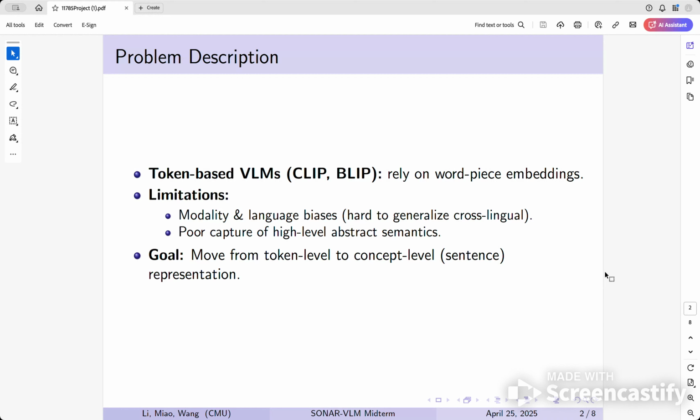So motivated by this, our project aimed to shift from token-level to concept-level representations by applying principles from LCMs to enhance abstraction, reasoning, and multimodal alignment in VLMs.